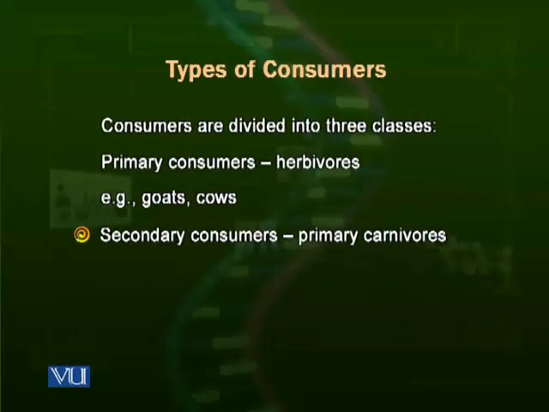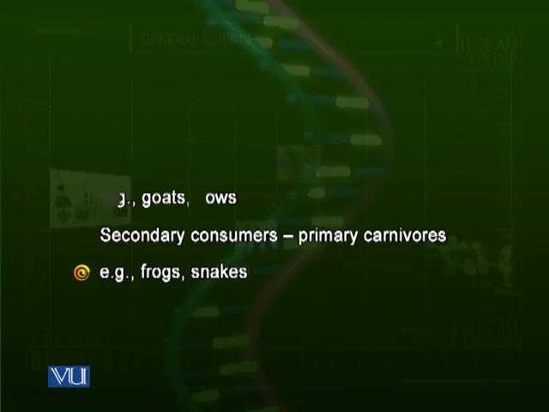Then come the carnivores, the secondary consumers, which we also call primary carnivores because they eat upon the herbivores. The frogs and snakes are very common examples. We know that many of the insects and the dragonflies, for example, eat upon the grasses or different plant parts. And the frogs, they are insect eaters. They eat upon those insects. So frogs are very common secondary consumers or primary carnivores. Snakes are another example of primary carnivores.